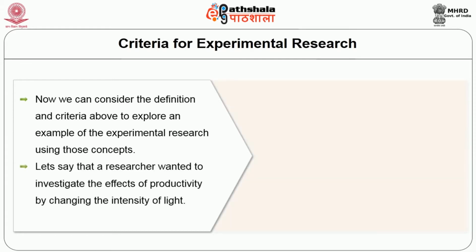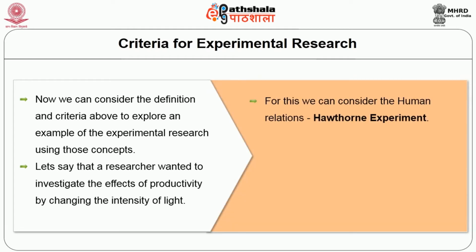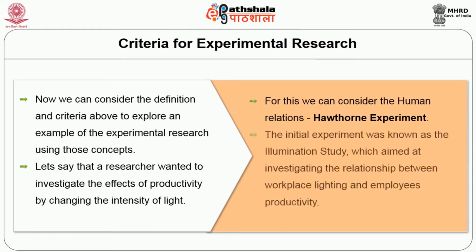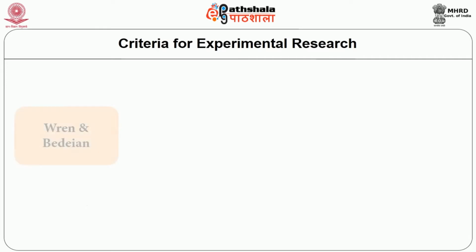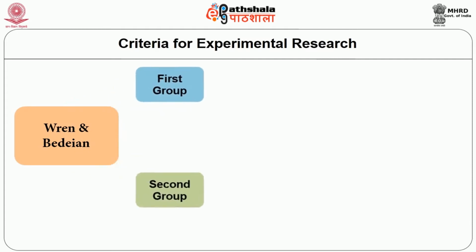Let's say the researcher wanted to investigate the effect on productivity of changing the intensity of light. For this, we can consider the Human Relations Hawthorne experiment. The initial experiment was known as the illumination study, which aimed at investigating the relationship between workplace lighting and employees' productivity. According to Warren and Bedian, at the beginning, the researcher selected two groups of workers.